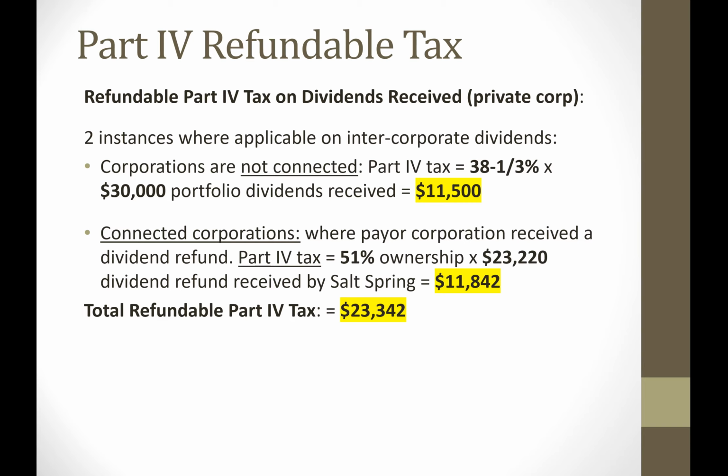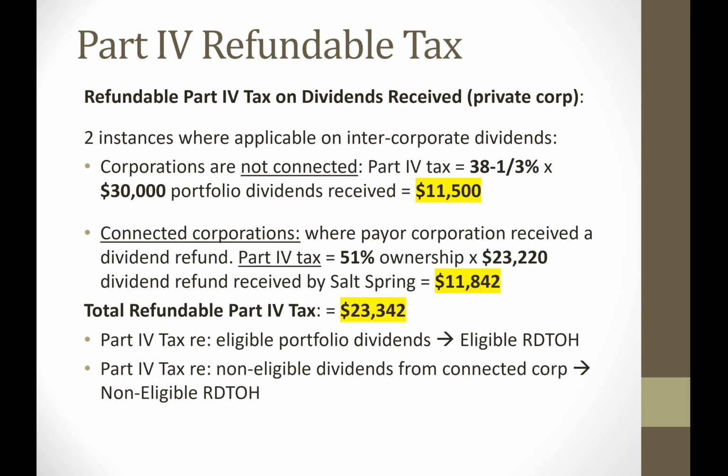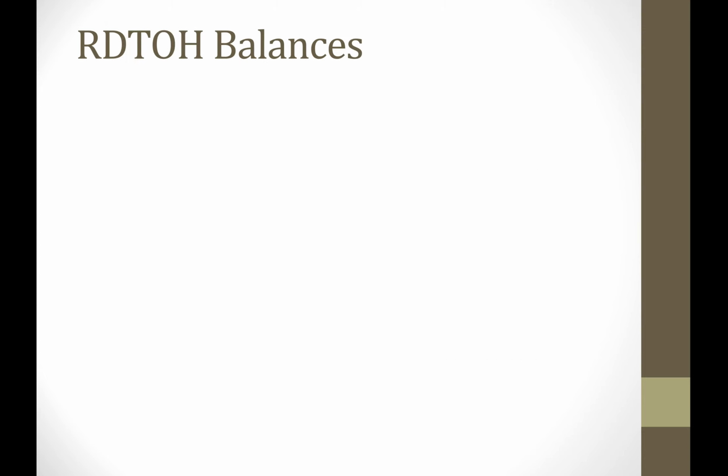Now, because there's two components here, we have to now determine which RDTOH account we're going to add this to. Now, the Part 4 tax related to the portfolio dividends, those are eligible dividends, and so we're going to add those to the eligible RDTOH account. And the Part 4 tax paid on the non-eligible dividends received from a connected corporation, those would be added to the non-eligible RDTOH account. Once again, we'll get to that part of the question in a little bit. So let's then move on to the RDTOH account balances now.